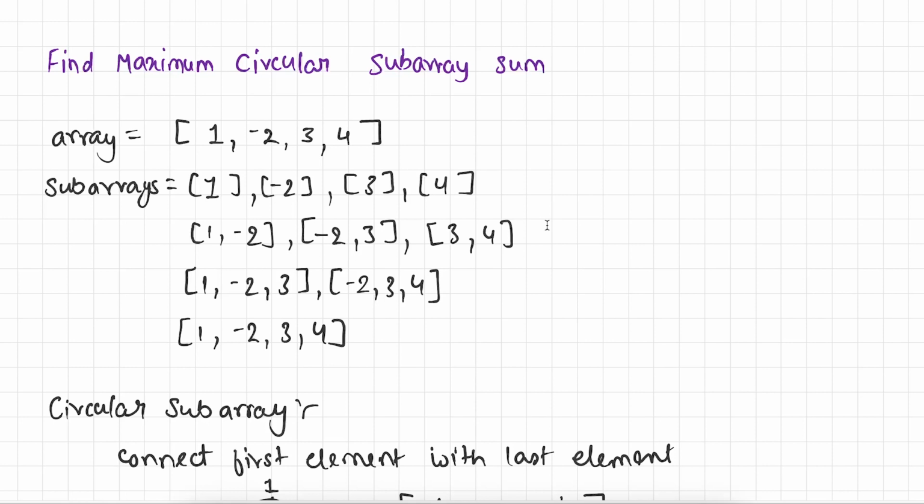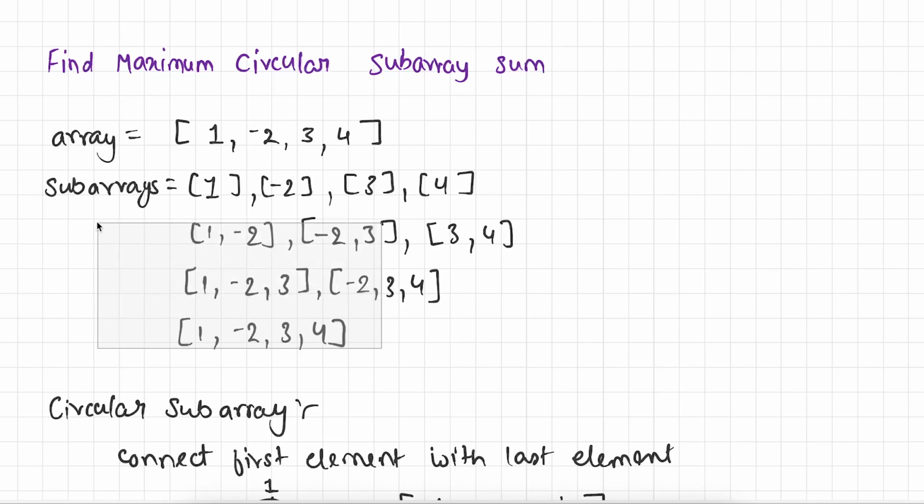In this problem we are given an array and our task is to find the maximum circular subarray sum. Meaning we have to find the maximum sum of a circular subarray. So let's first understand what it means by circular subarray. Let's say we have an array like this: 1, -2, 3, 4.